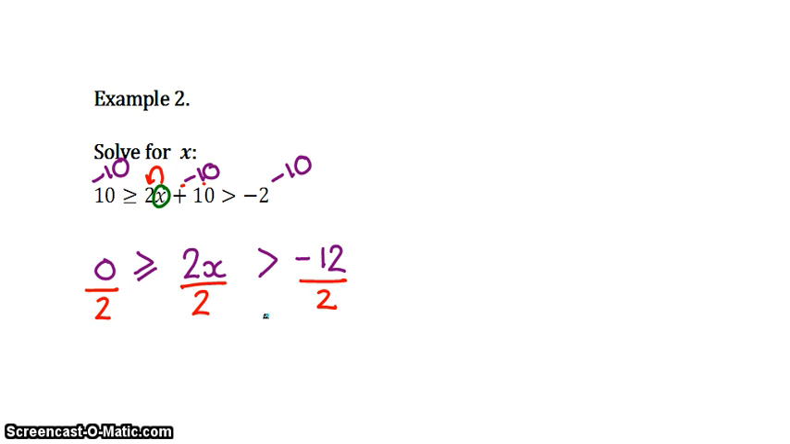Each part needs to be divided by 2. Now I'm dividing by positive 2, so I don't have to change my inequality signs around. So I get x by itself: 0 divided by 2 is 0, negative 12 divided by 2 is negative 6.